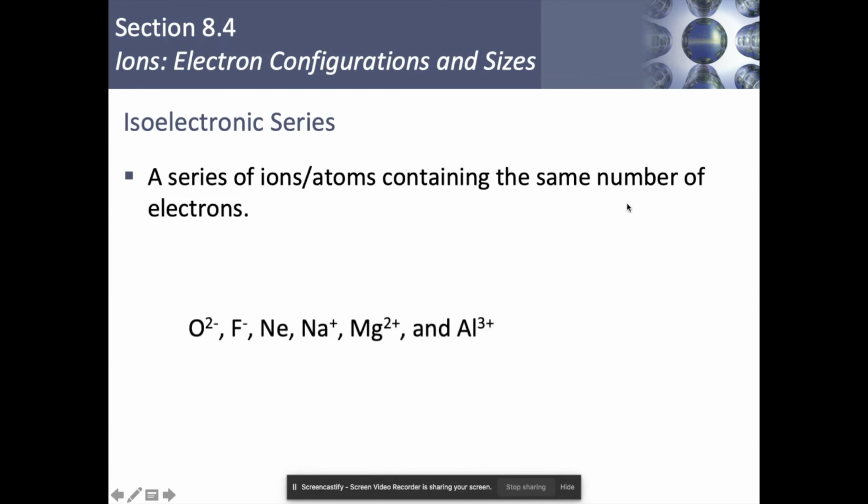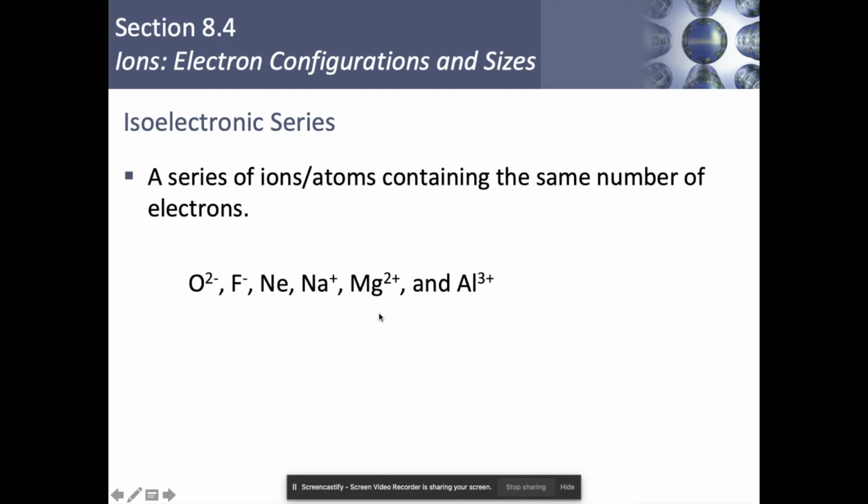and are totally stable. So here are all different ions. In this case, you have an O2 minus, so that's an oxide ion. You have an F minus, that's a fluoride ion. You have neon, which is just an atom. You have a sodium ion, a magnesium ion, and an aluminum ion. All of them have the exact same electron configuration.